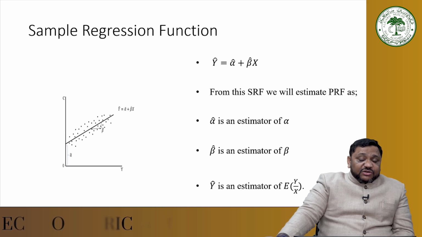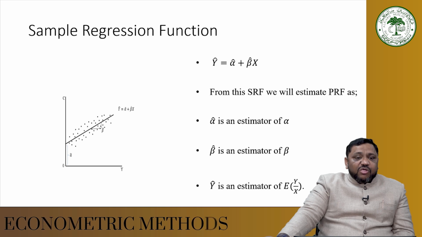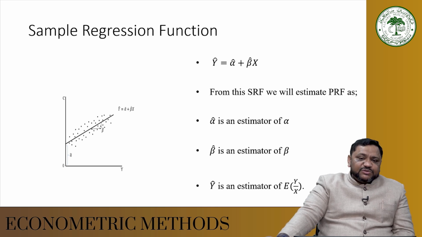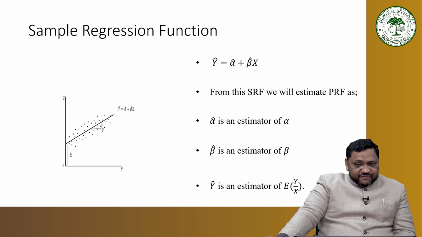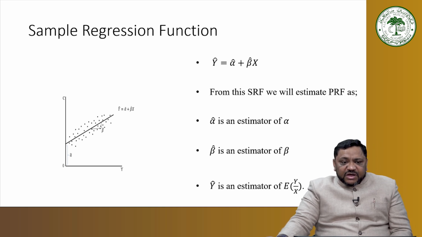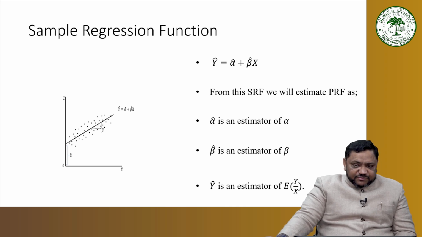In the population regression function, this y hat was not there. Y was equal to alpha plus beta x. But when we are estimating, we denote it by putting a hat onto the letters. That is, y hat is equal to alpha hat plus beta hat x. From this sample regression function, we will estimate the population regression function. Now, alpha hat is an estimator of alpha, beta hat is an estimator of beta, y hat is an estimator of the expected value of y given x.